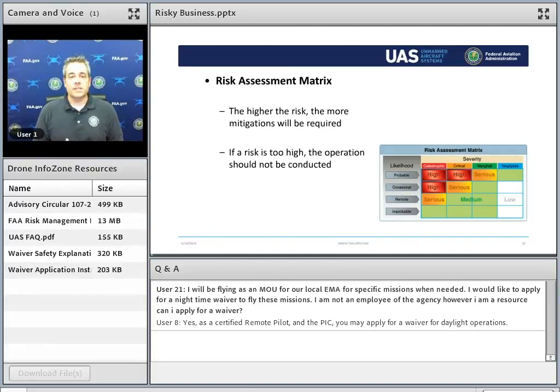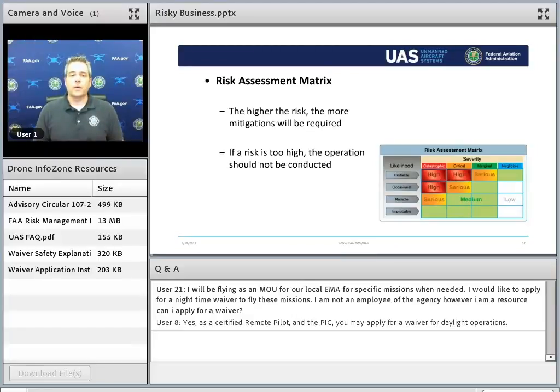If my risk is high, for example, if the likelihood of something happening is probable and the result would be catastrophic, then I'm not going to fly. I need to be able to reduce my risk in order to fly that mission. Again, one example here, many others to choose from. Work with what you enjoy best.